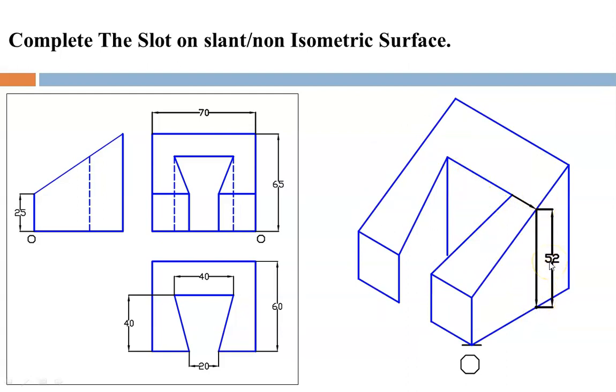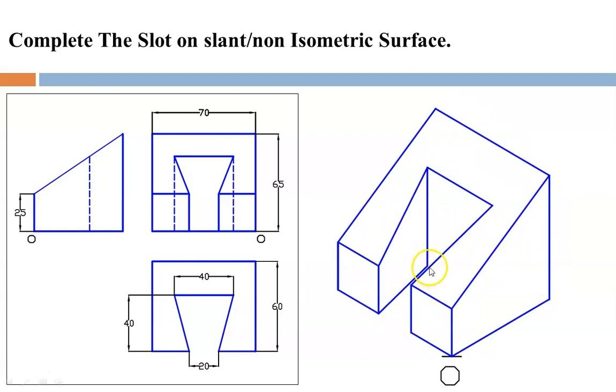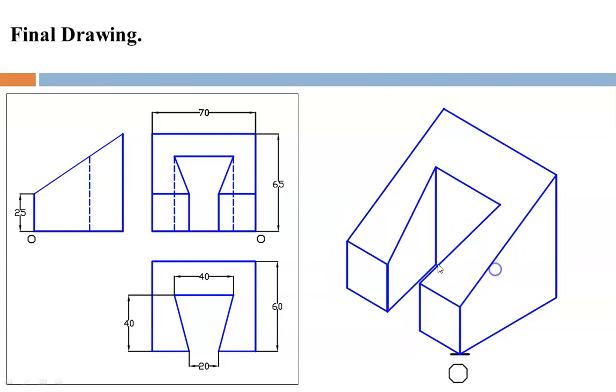So this is 52 mm. It means from this point, the total height up to the base is 52 mm. So from here I have to draw a vertical line of 52 mm. So it ends over here. Then I'll join this point and this one. So I'll get this surface. And we have to draw a line over here to show this surface. So this one, and this line is parallel to this one. So this is your final drawing showing the slot on the slant surface.